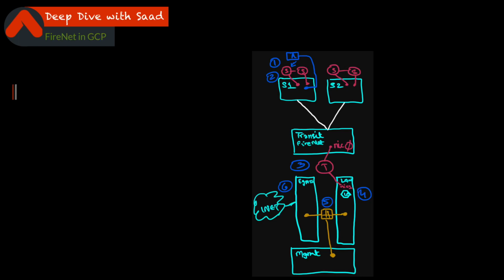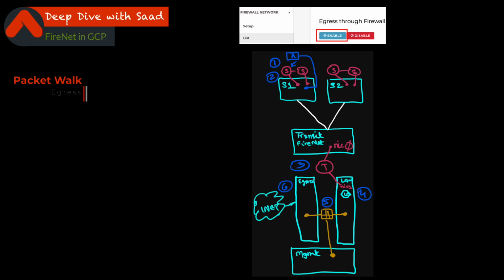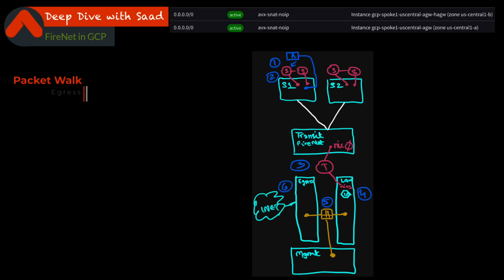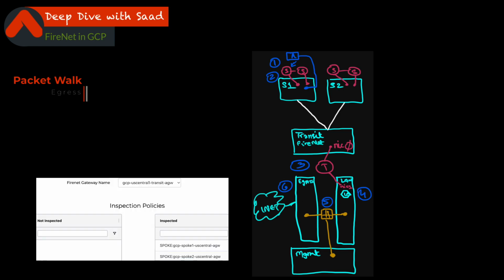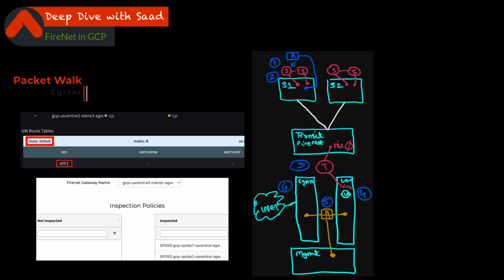Packet walk of egress traffic inspection is almost identical, except you need to turn on the egress through firewalls feature. That will advertise quad 0 route to all the inspected application spokes and VPC routing tables. Traffic will follow this default route to get to the application spoke gateway and then to the transit FireNet gateway. FireNet gateways will check if the inspection policy is configured for the source or destination spoke gateway, and if it's true, transit FireNet gateway will redirect the traffic to the load balancer.